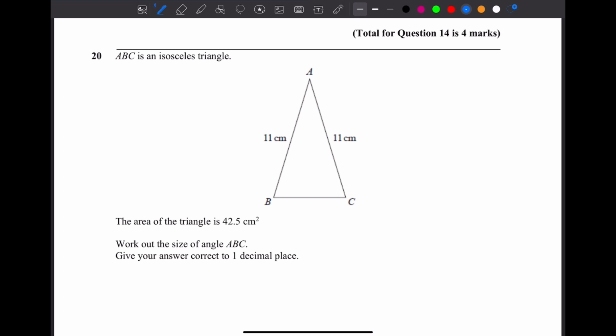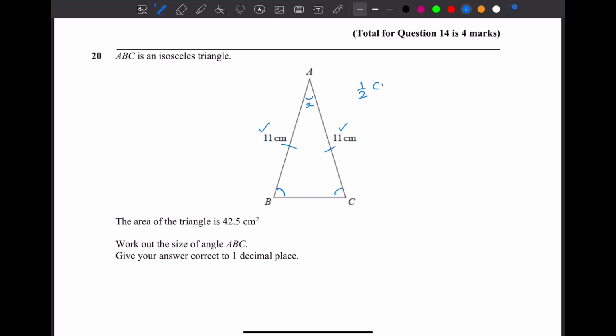The area of the triangle is 42.5. Work out the size of angle ABC. So in order to work out angle ABC, ABC angle works out to be here. And because it's an isosceles triangle, these two angles are the same. I can't work out that angle directly, because you know the formula for area of a triangle, half ab sine C. If you're going to use these two sides, you must use this angle. So let's call this angle x.